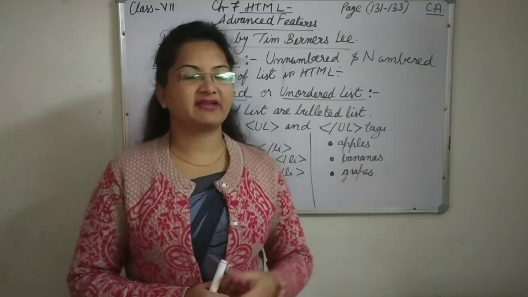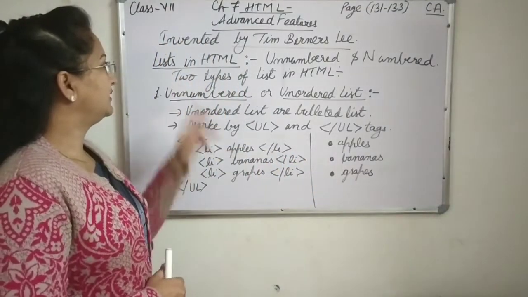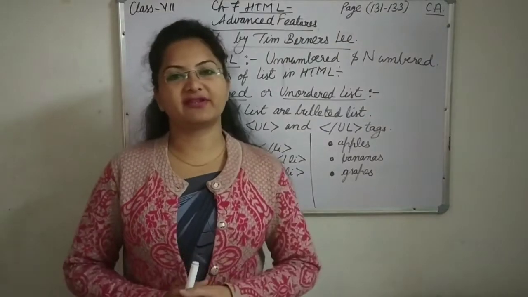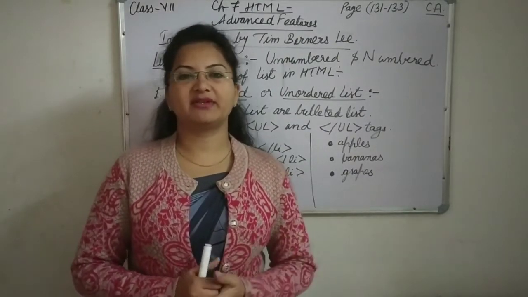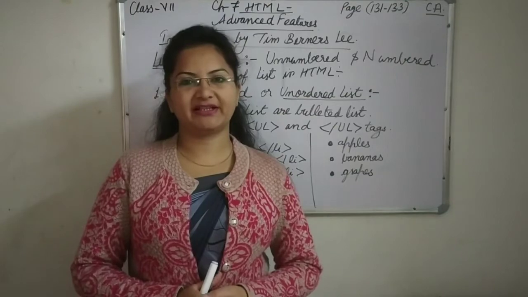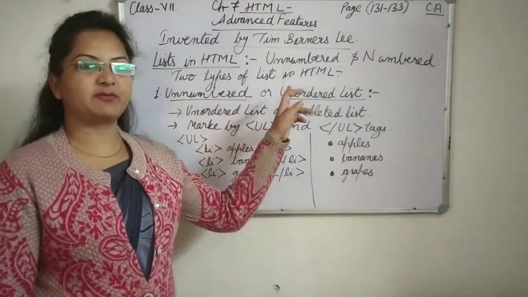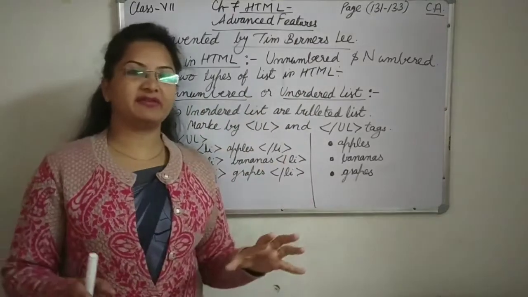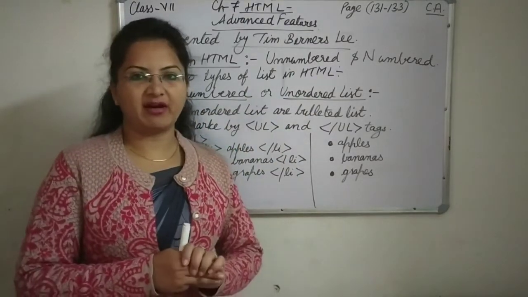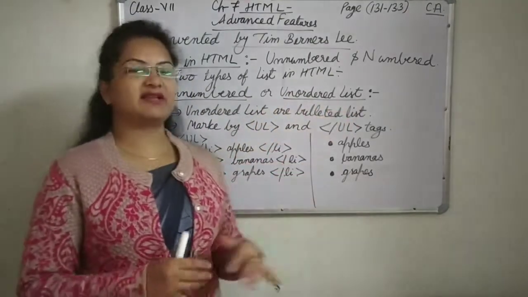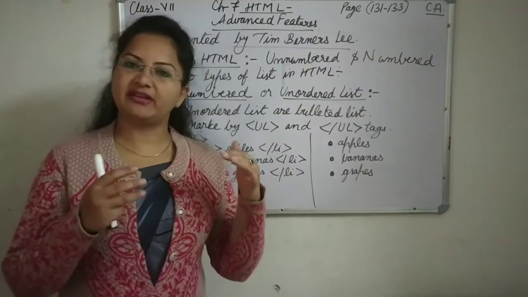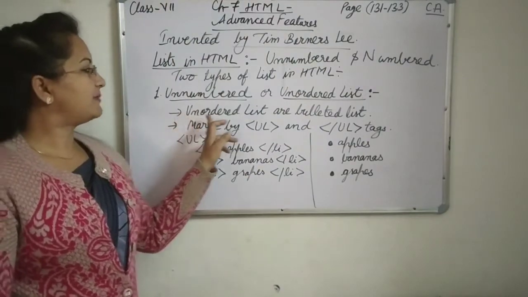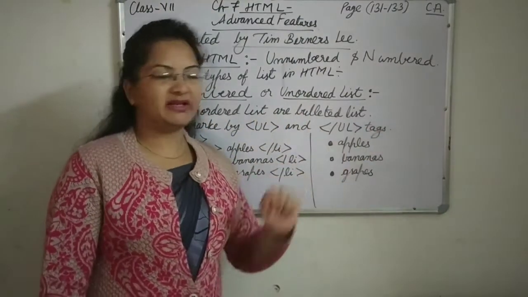Now students, I will start with list in HTML. Students, there are two types of list in HTML, unnumbered list and numbered list. First of all, we will discuss about the first type of list, that is unnumbered. Unnumbered means without any number. Okay, so it is also known as unordered list. So here there will be list, but order will not be mentioned. So this type of list is also known as bulleted list.